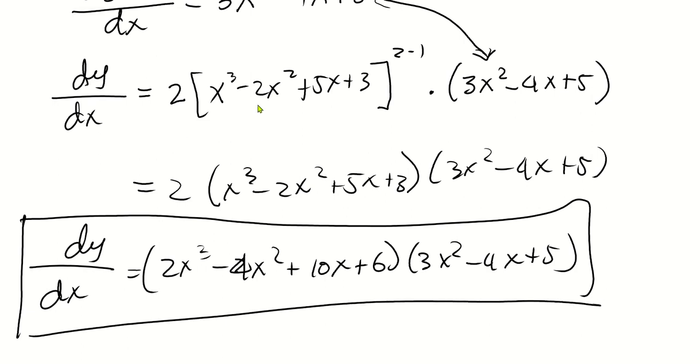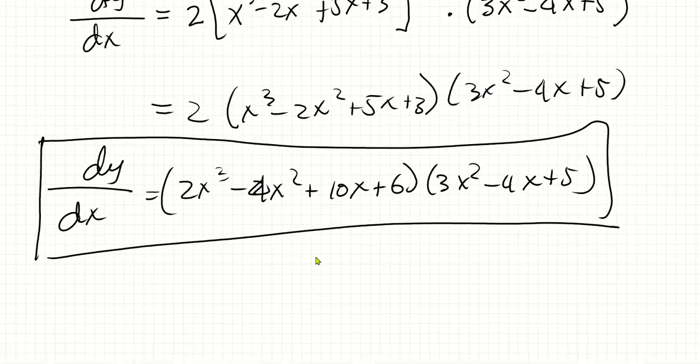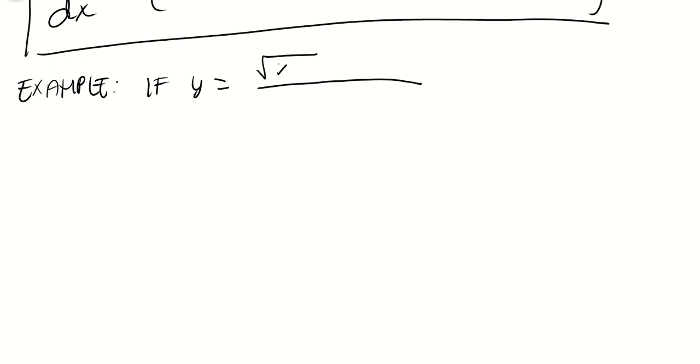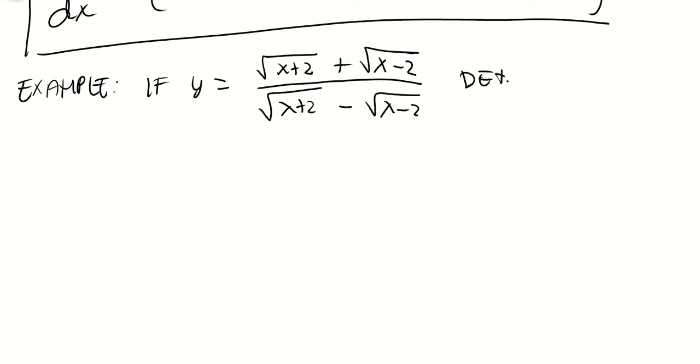Let's level up. Harder example. If y is equal to this one, square root of x plus 2 plus square root of x minus 2, all over square root of x plus 2 minus square root of x minus 2. Determine dy dx.